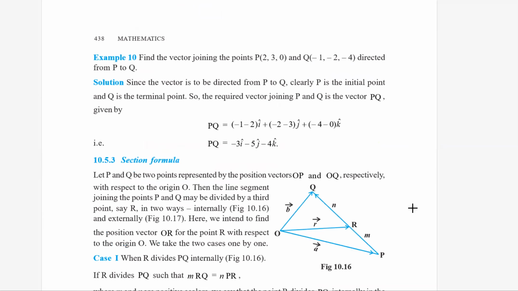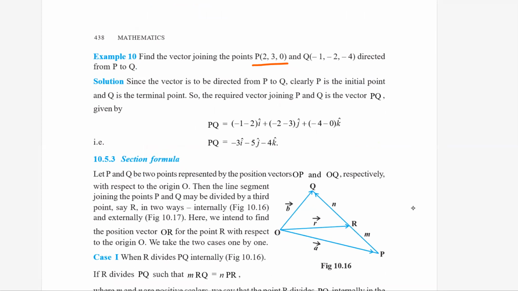Now, example 10. Find the vector joining the points P equals 2, 3, 0 and Q equals this, directed from P to Q. So we have to find the vector PQ. So the coordinates of Q minus the coordinates of P, with i, j, k we have to write.